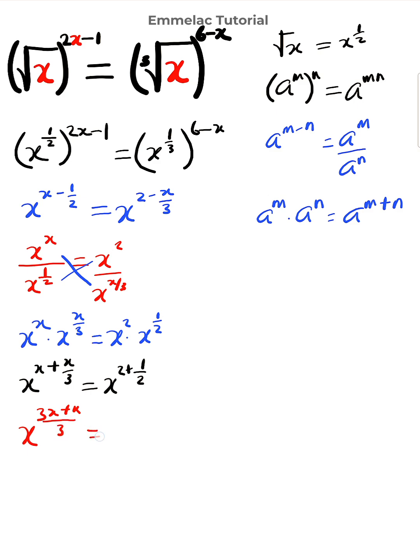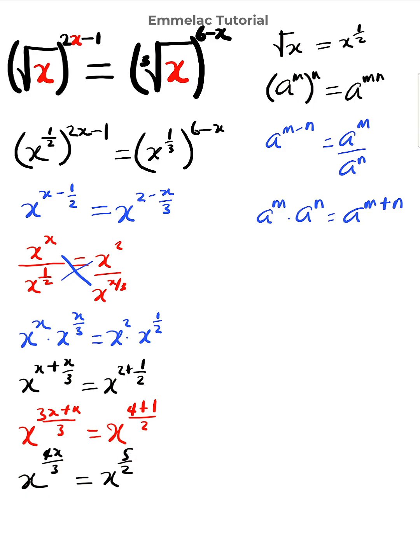Okay, then equals, simplifying this also, we have x raised to 4 plus 1 all over 2. The next thing we need to do here is x. Now 3x plus x will give us 4x. We have 4x all over 3, then equals x raised to 5 all over 2.